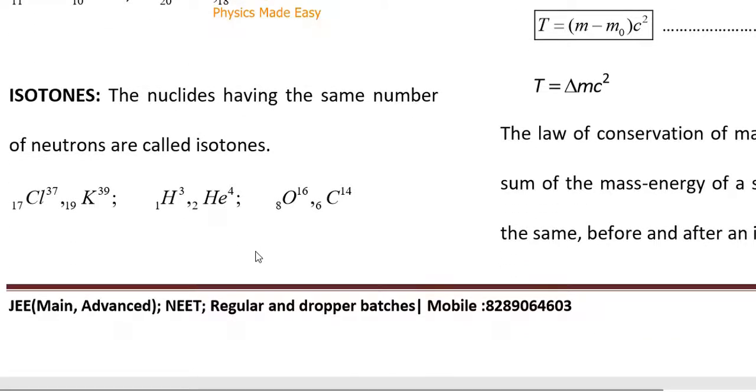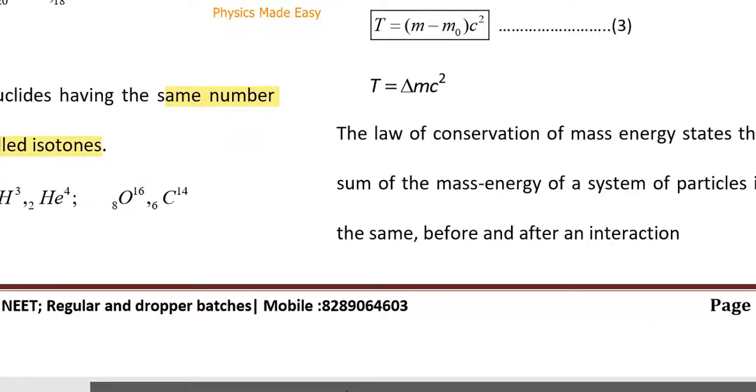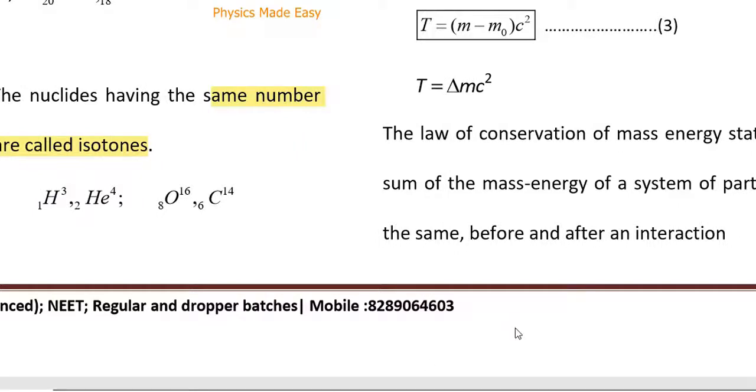The next example is isotones. Isotones are those which have the same number of neutrons. For example, 17 chlorine 37, 20 neutrons; 19 potassium 39, 20 neutrons; and then 1H3, 2 neutrons, 2He4, 2 neutrons, same number of neutrons; 8O16, 8 neutrons, 6 carbon 14, 8 neutrons, they are isotones. They have the same number of neutrons.